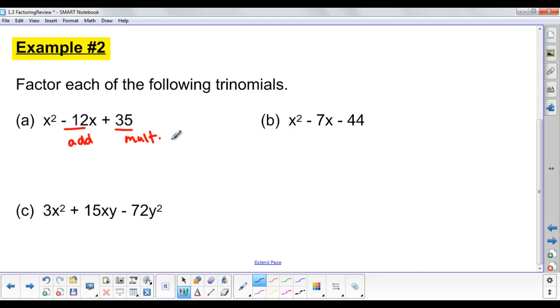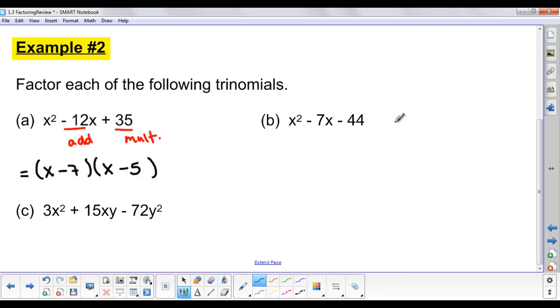Those two numbers are negative 7 and negative 5. Because this is a simple trinomial and we don't have any number in front of x squared, we can just open up two sets of brackets that start with x, and then we use those two numbers, negative 7 and negative 5, to fill in the rest of the bracket.